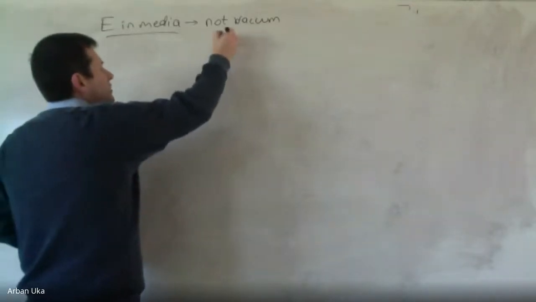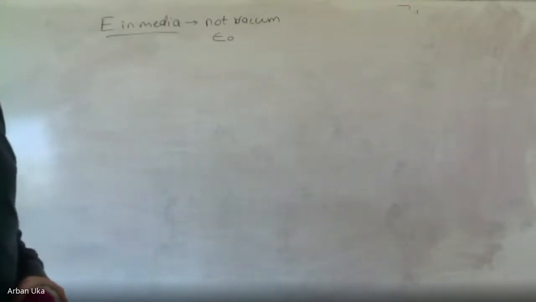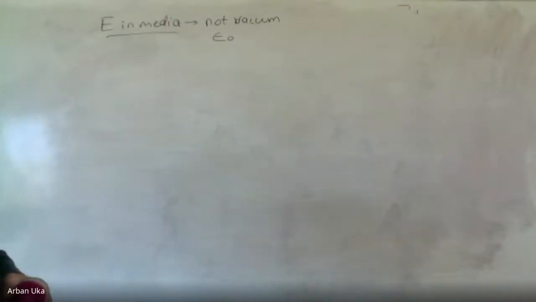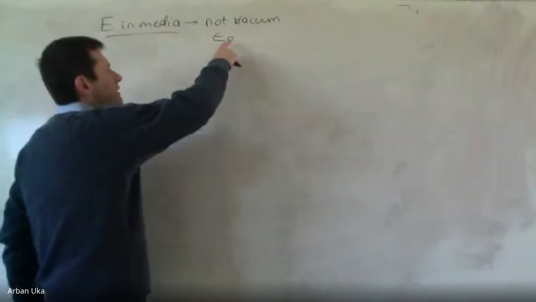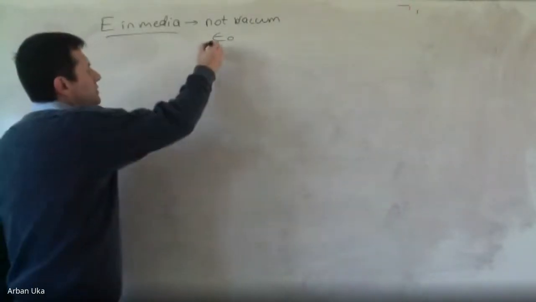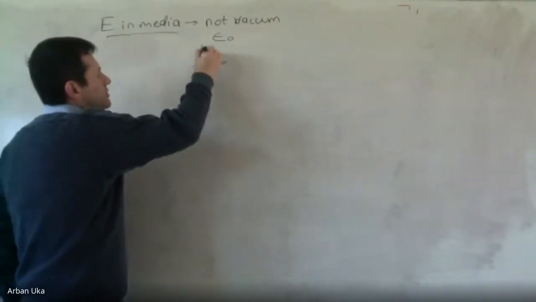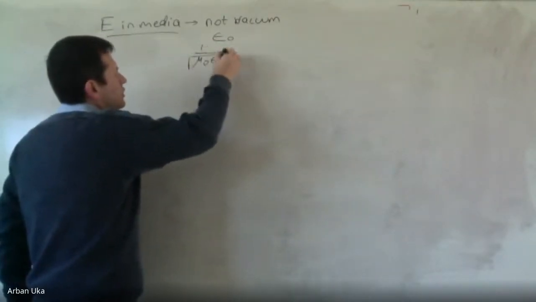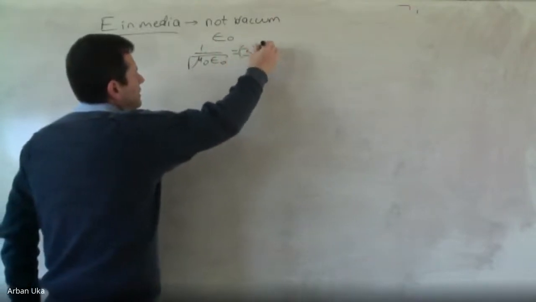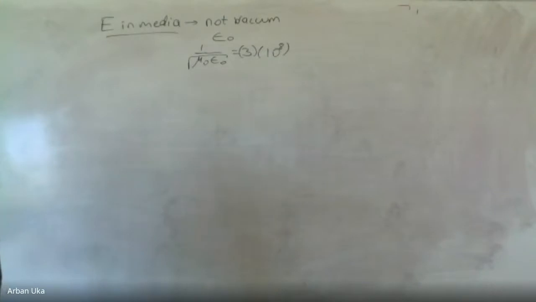It is represented by epsilon zero. So vacuum has a permittivity, epsilon zero, which makes sure that the speed of light is 3 times 10 to the power 8. How is this possible? There is another relationship: the square root of 1 over mu zero epsilon zero is equal to 3 times 10 to the power 8. So this is how one can understand vacuum.